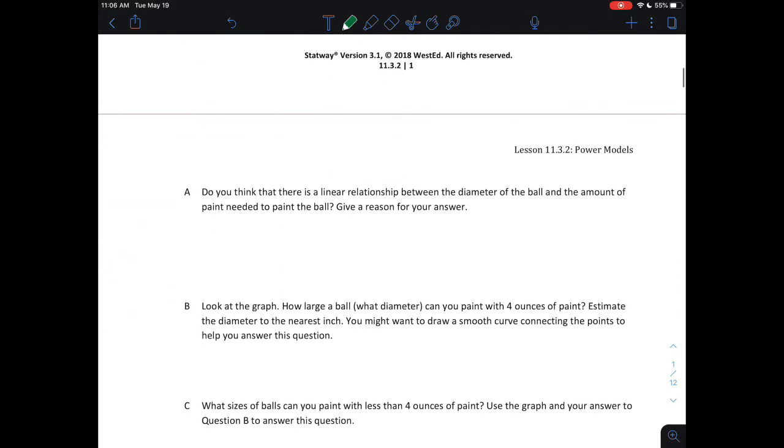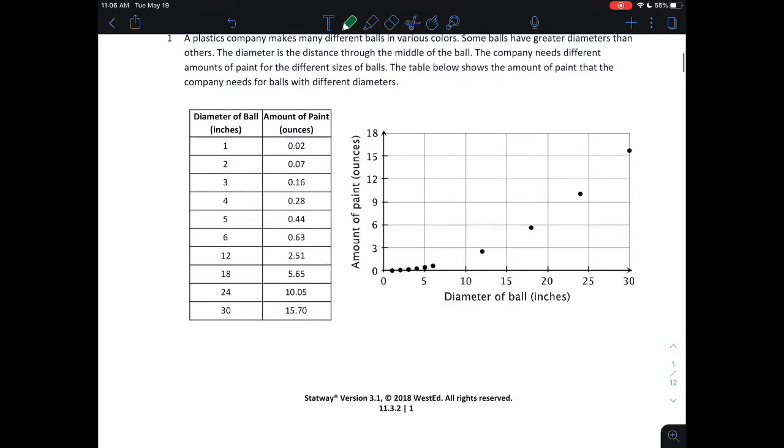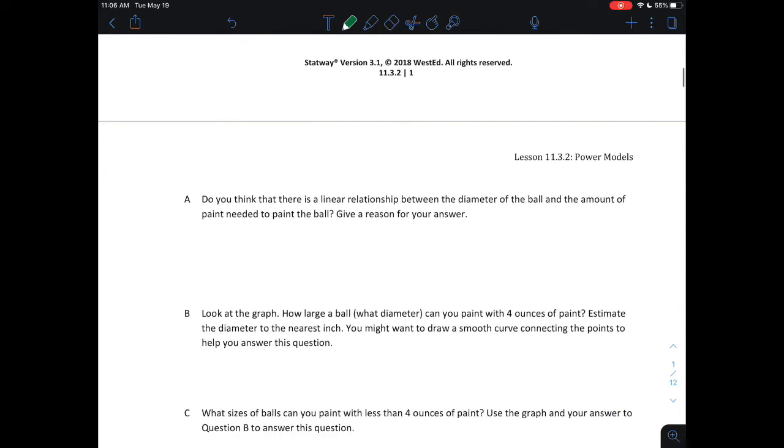Part A on the next page. Do you think that there is a linear relationship between the diameter of the ball and the amount of paint needed to paint the ball? Give a reason for your answer. If we take a look at the table and the graph, do we notice a straight line? That's what it means for there to be a linear relationship. Doesn't seem like it. So no. What's the reason? The points don't follow a straight line.